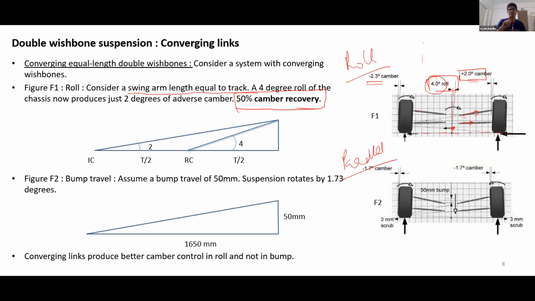So this is why in most of the race cars you will see converging links of suspension. In fact, some of the students have used pretty bold suspension designs like this, where they are completely converged onto one point. They're called Lancaster links. So you have a suspension like this, right? Here we still have a certain amount of gap, but this is completely converged. This is just to take care of camber recovery, right?